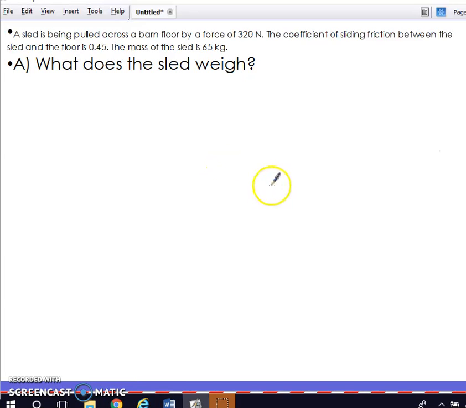Alright, so we have a barn floor and we have a sled. Now, I'm not going to get fancy, but my sled looks like that. Again, let's put in what we know. We know that the sled is 65 kilograms, so I'm going to write in 65 kg in the middle. I know it's being pulled by a force. FP is equal to 320.